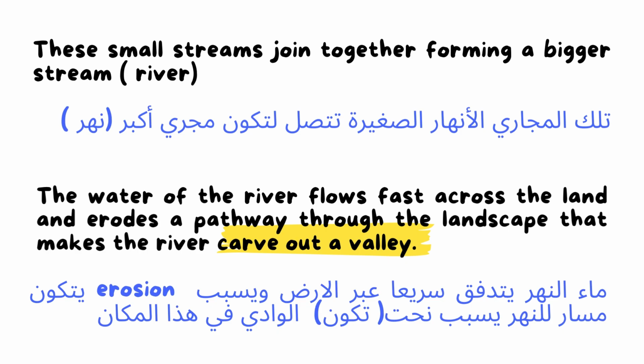So the water of the river flows fast across the land and erodes a pathway through the landscape that makes the river carve out a valley. Here the water of the river flows fast across the land, causing what? Erosion, as it will erode a pathway through the landscape. There will be a pathway of the water flow, and that makes the river carve out a valley.